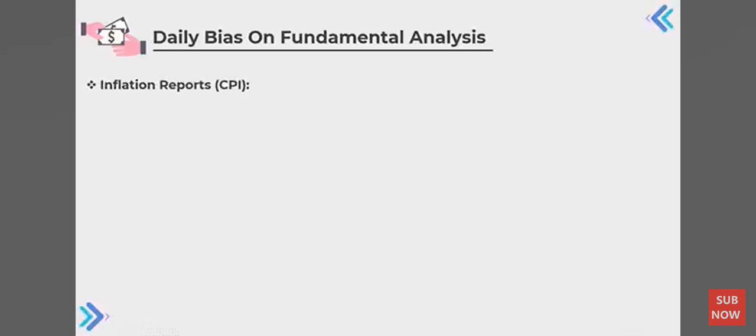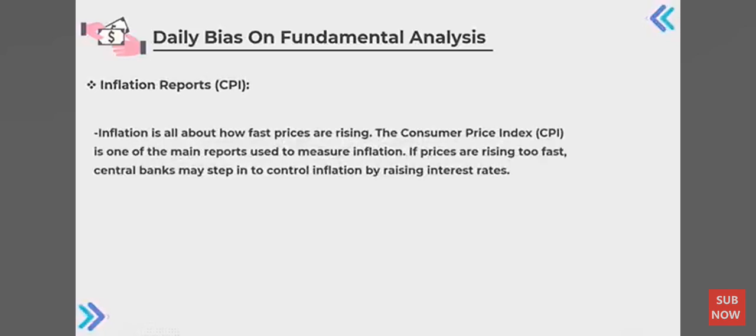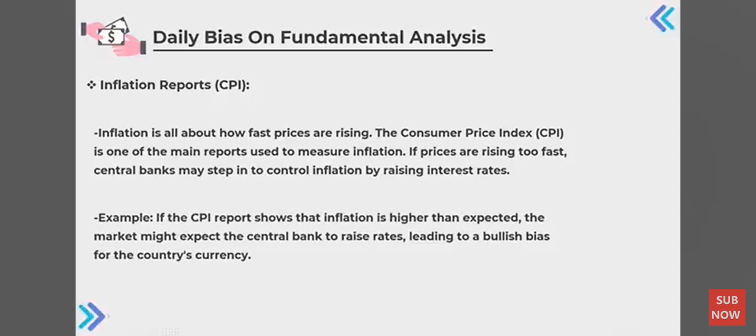Inflation reports, CPI. Inflation is all about how fast prices are rising. The Consumer Price Index, CPI, is one of the main reports used to measure inflation. If prices are rising too fast, central banks may step in to control inflation by raising interest rates. If the CPI report shows that inflation is higher than expected, the market might expect the central bank to raise rates, leading to a bullish bias for the country's currency.